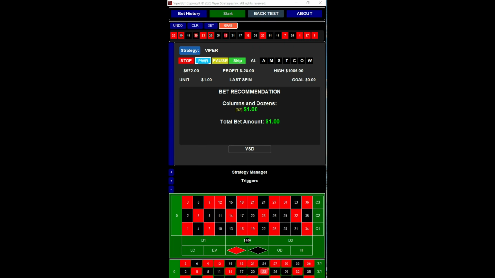We are at spin 63. Still in the minus. Looks like this strategy's only peaked out at $6 in profit. So you got to remember too, that's why it's important to play around with the configurations, because sometimes they help a lot, sometimes they don't help so much.